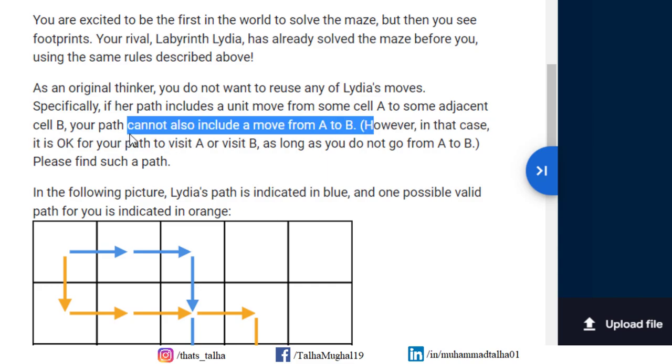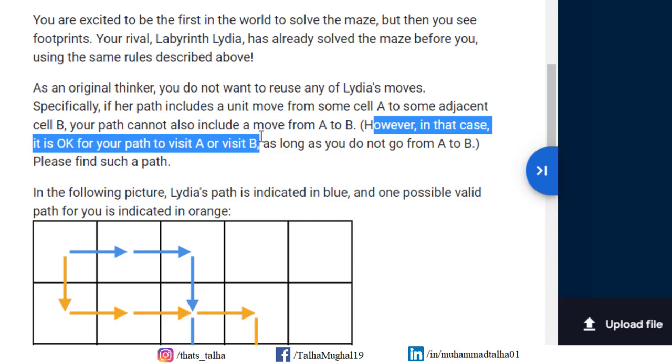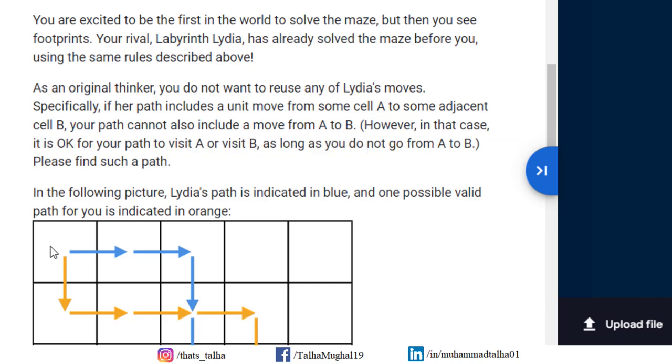However, in that case, it is okay for your path to visit A or visit B, as long as you do not go from A to B. Okay, so the problem says that you can go from A to B, but you cannot go directly from A to B. For example, you can start from here and you can go to this point right here, and after that you can go to this point right here, and after that you may go to this point right here, and in this way you are going from A to B, but the difference is that you are going towards cell B by passing these two cells, and your opponent actually went from this cell to this cell directly.